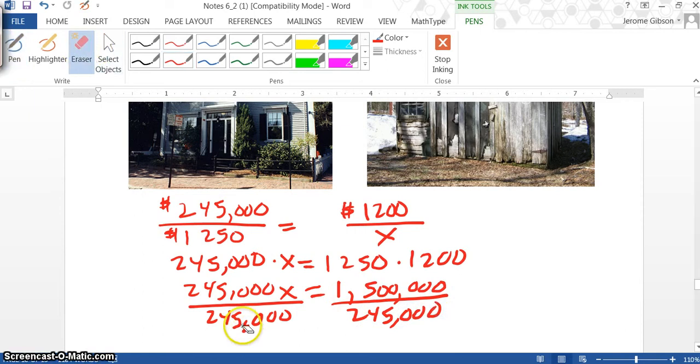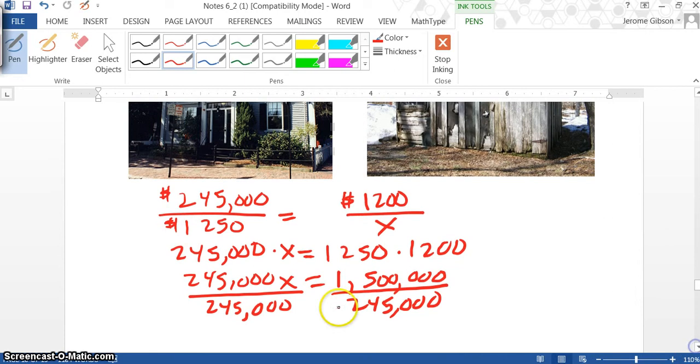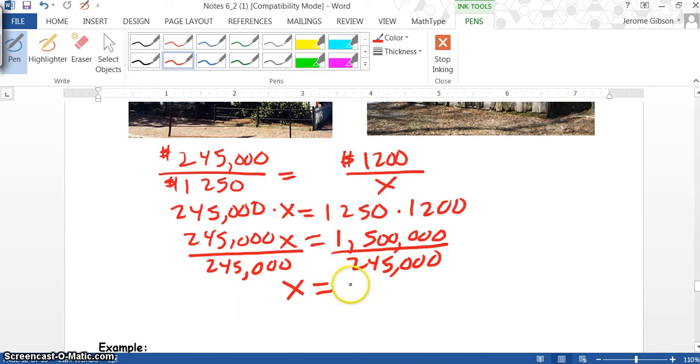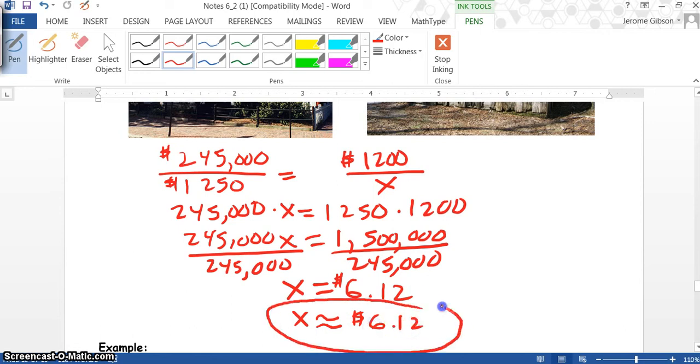Here, let me erase this comma here. So now, 245,000 divided by 245,000 will give us x. Now we will have to take 1,500,000 divided by 245,000. This would give you approximately $6.12. So we need to rewrite this with an approximation symbol, approximately $6.12. That would be the property tax on this property.